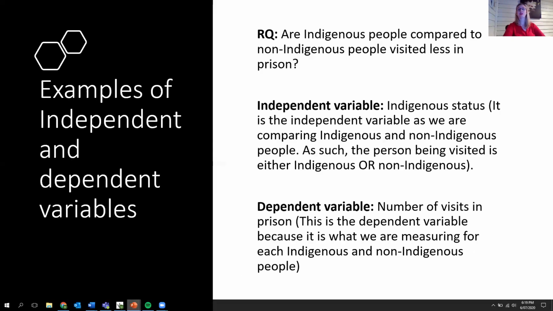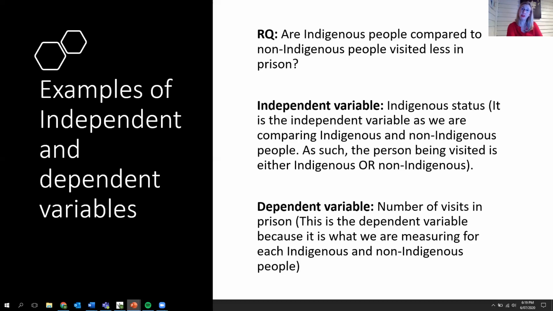Let's talk about some examples here. Let's say we have a research question. Remember, we talked about research questions last week. Are Indigenous people, compared to non-Indigenous people, visited less in prison? Okay? So, the thing I'm interested in measuring, the outcome variable I'm really interested in, would be the dependent variable, and that would be number of visits in prison. This is what we're measuring, okay? So that's why it is the dependent variable.